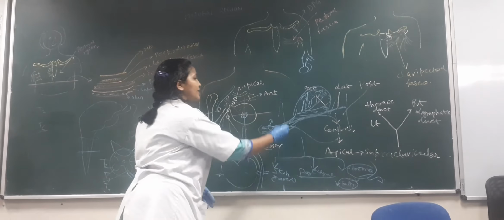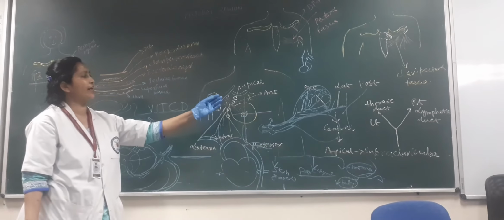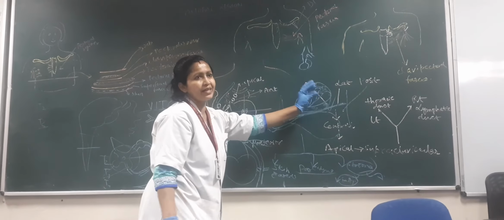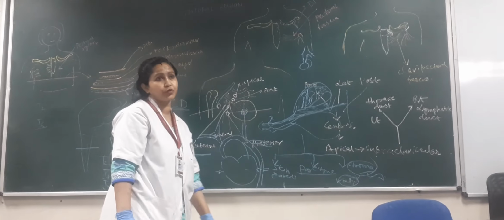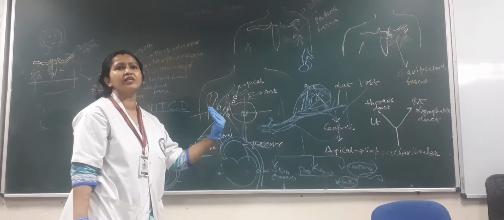The proliferation and the branching of duct is governed by estrogen, whereas the development of acini is by the progesterone, and the duct is by estrogen, and milk let down is by the prolactin.